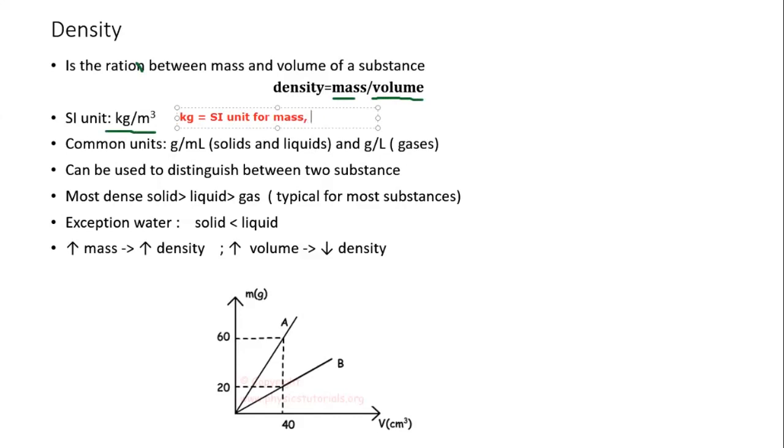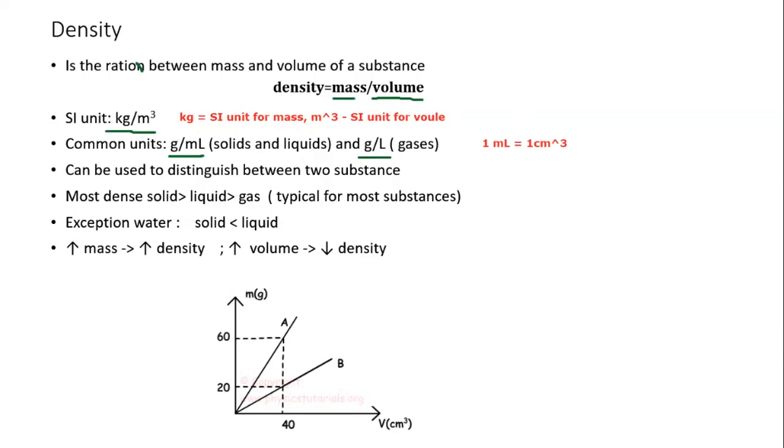And meter cubed is the SI unit for volume. And that's why, since density is mass over volume, the SI unit is kilogram per meter cubed. However, that is not the common unit. The common units are grams per milliliter for solids and liquids, or gram per liter for gases. And one thing to remember is that 1 milliliter equals 1 centimeter cubed.